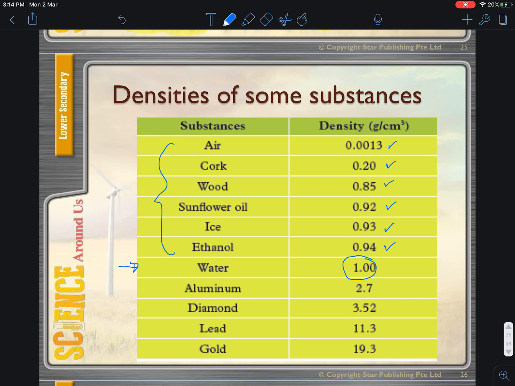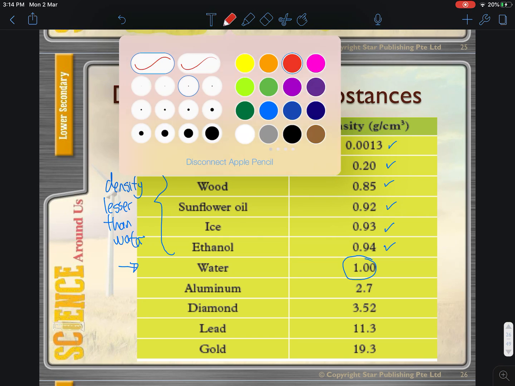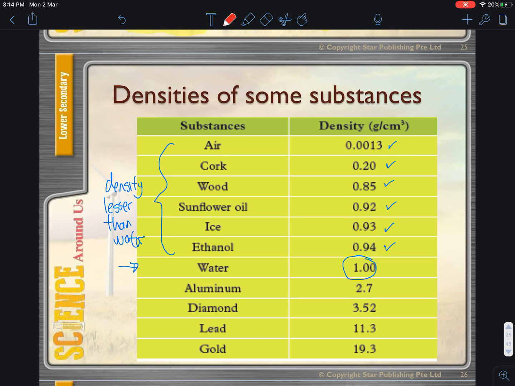So if I were to write here, density lesser than water. So what does this mean? It means that it would actually float above water. On the other hand, if we look at the items here, we can see that this shows that density is higher than water. So this would show that it would actually sink in water.